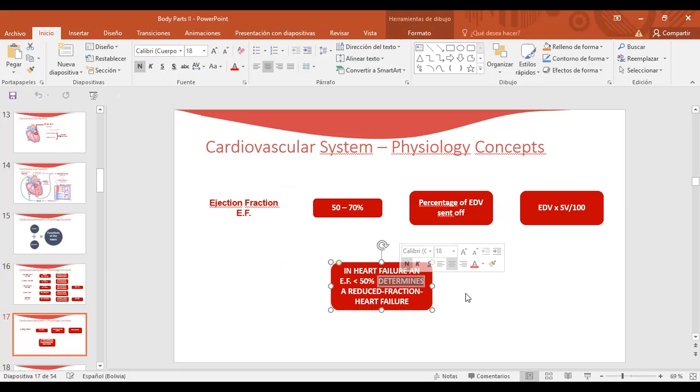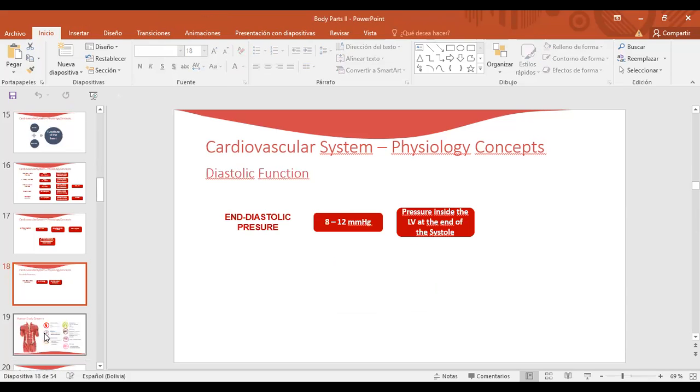Determines. It's actually determines, okay? Because the base form of the verb is to determine. When we're talking in third person, which here would be heart failure, we add an S at the end of the word, so it's determines, okay? Okay, thank you. So what about this one?